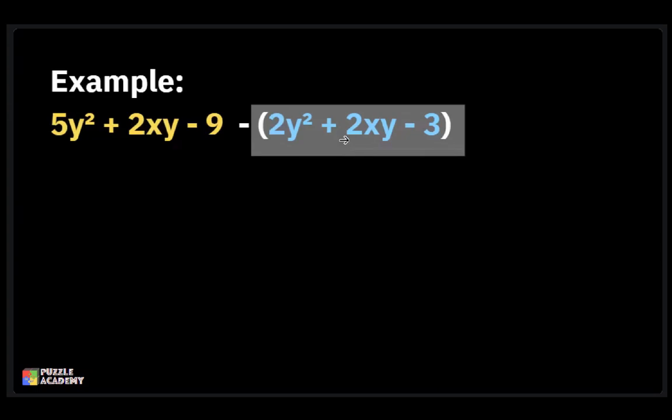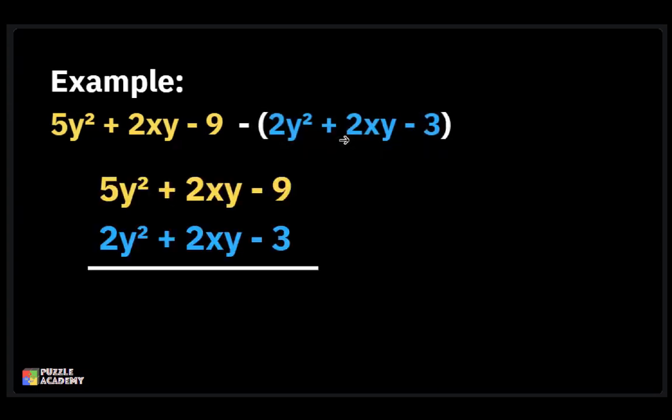So, this is the second polynomial, no? First, ita-transfer muna natin yun into column form. So, make sure na magkakatapat lahat ng terms na magkakapareho. So, like terms dapat ang katapat nila. For example, 5y squared, ang katapat niya is 2y squared. Okay? Ganon din sa 2xy, ang katapat niya yung isa pang 2xy. And then yung constant, dapat magkatapat din sila. Okay? Then, don't forget the sign, kung ano man yung sign na nakalagay dyan sa given.